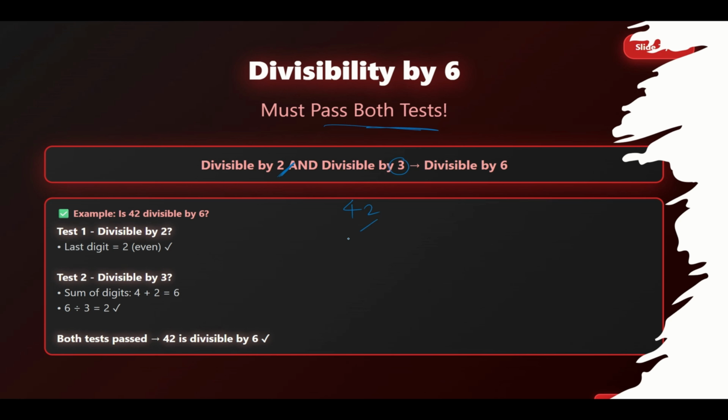It is divisible by 2 because the last digit is 2. And when you add those 2 digits, 4 plus 2, it becomes 6. That means it is also divisible by 3. As it passed both the tests, 42 is divisible by 6. See, we are combining rules we already learned. It's like building blocks.